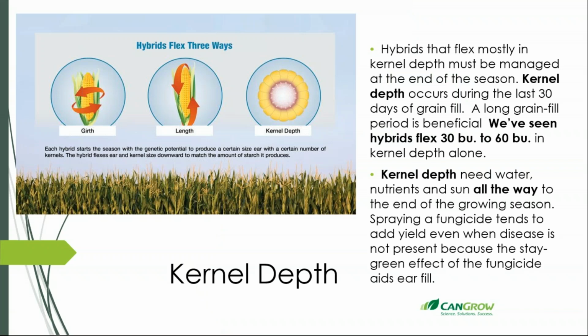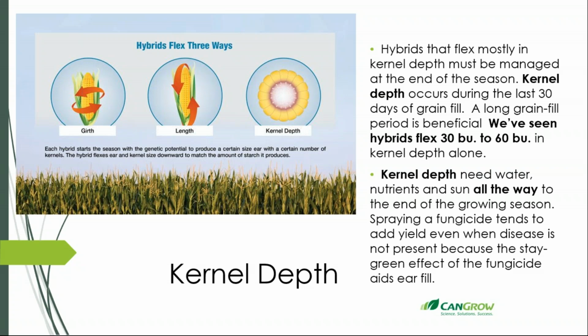So first of all, we understand there's a lot of difference in genetics. So hybrids that flex mostly in kernel depth must be managed at the end of the season. Kernel depth occurs during the last 30 days of grain fill, so a long grain fill period is beneficial. We've all seen that. We've seen hybrids flex as much as 30, 60 bushels in kernel depth alone.